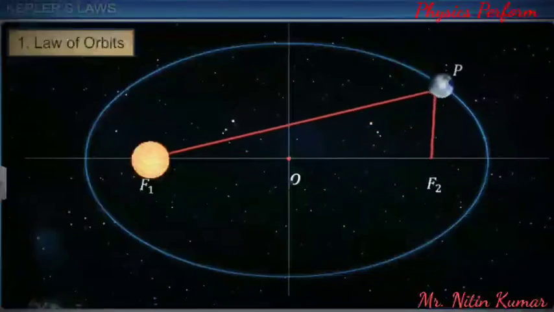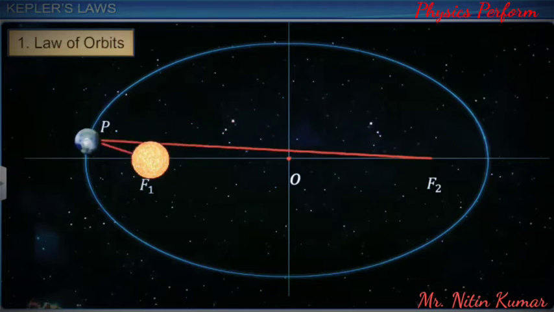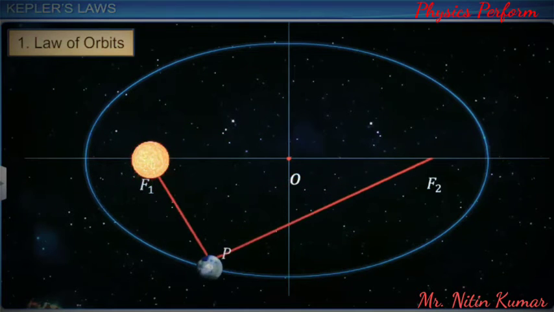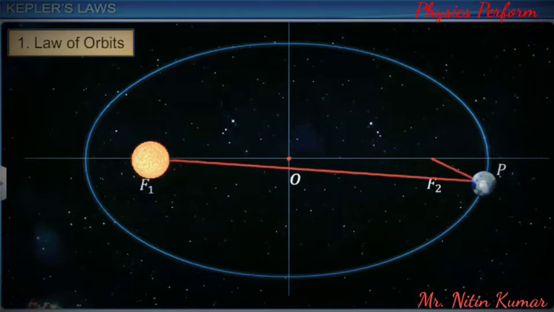Planets rotate around it in elliptical orbits. Also note that the sum of the lengths PF1 and PF2 is always constant.